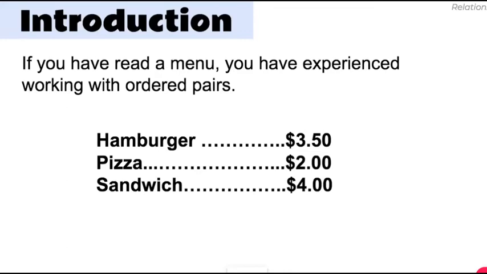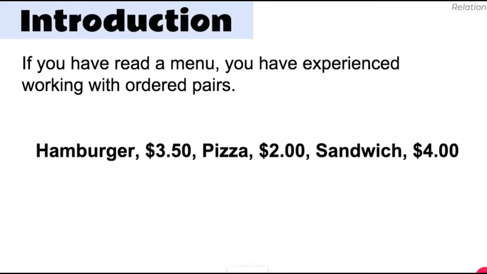Now, this is typically how menus are listed, but what if the menu was listed like you see here, in a list with commas separating everything? You could look and assume that a hamburger is $3.50. But if you weren't paying full attention or something was in the way, you could mistake the price of pizza for $3.50 because all that's separating everything is a comma. So you usually don't see menus listed like this because there could be some confusion about pizza.